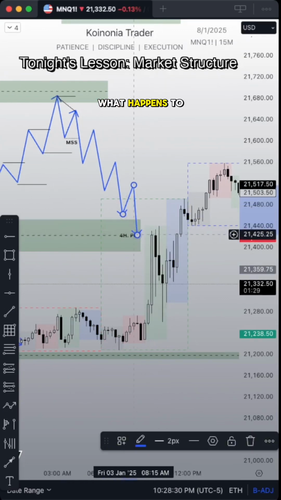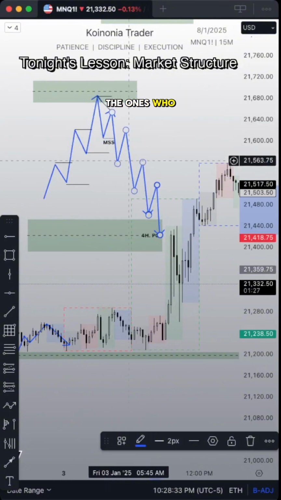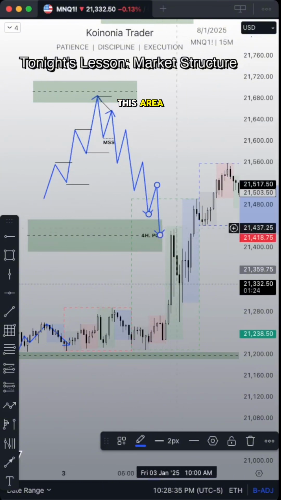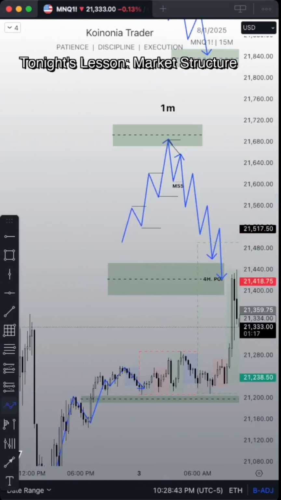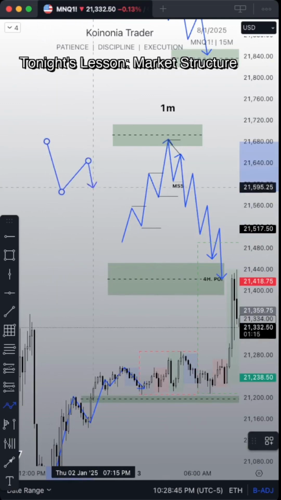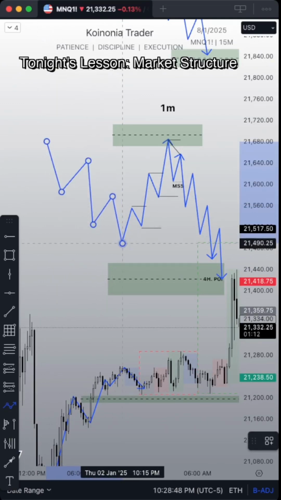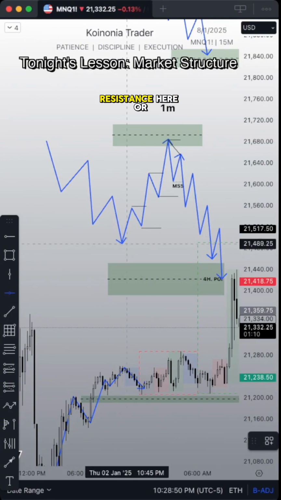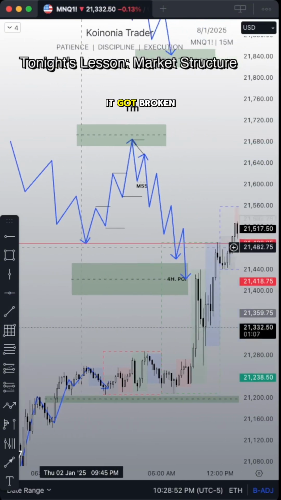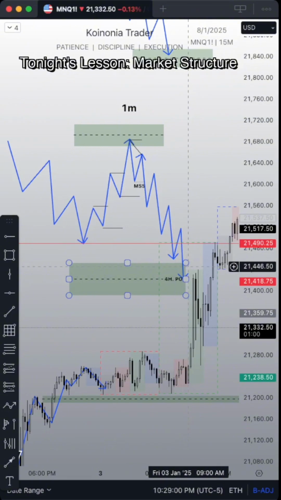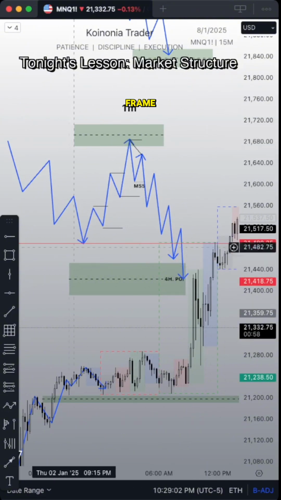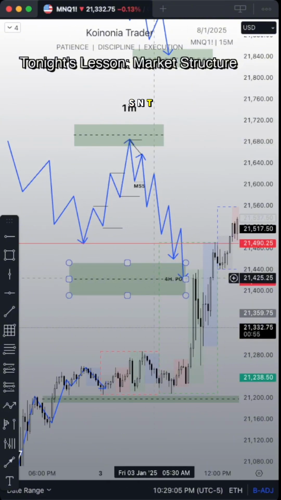What happens to some traders when they see this? The ones who get FOMO are going to end up going short in this area. They're going to want to buy puts in this area because they're going to say, oh, because it'll look like this, for example. They'll be like, oh, we have a level of resistance here, or a level of support. It got broken, and now it came back, retested it, and now it's coming lower, so I'm going to go short. And you're looking at just a 1 minute time frame.